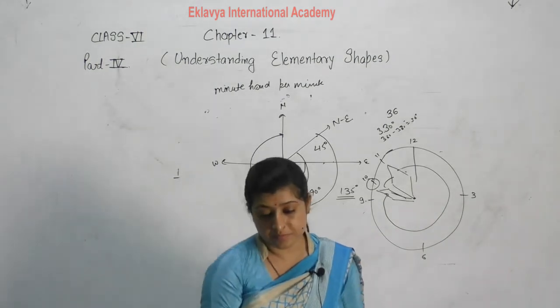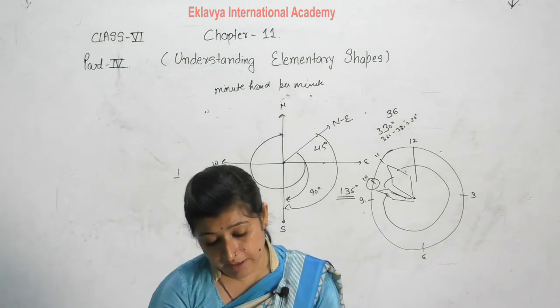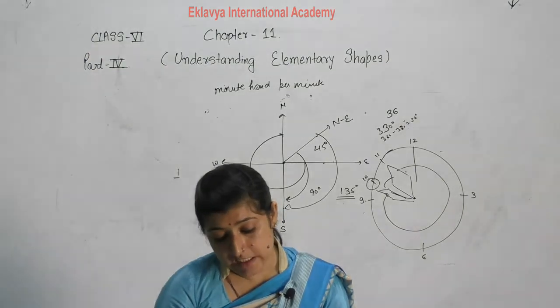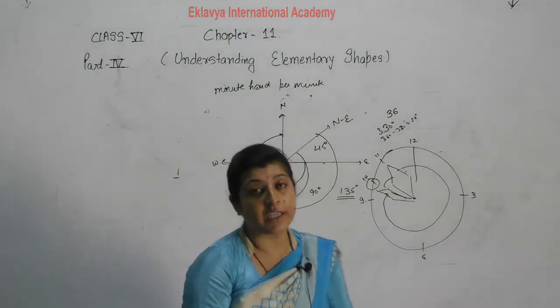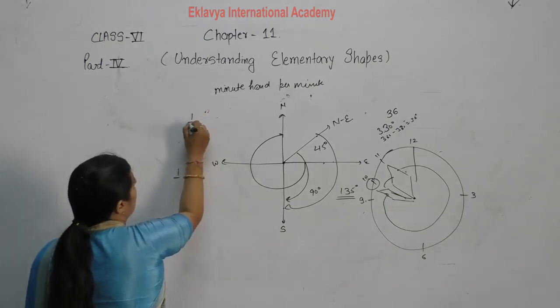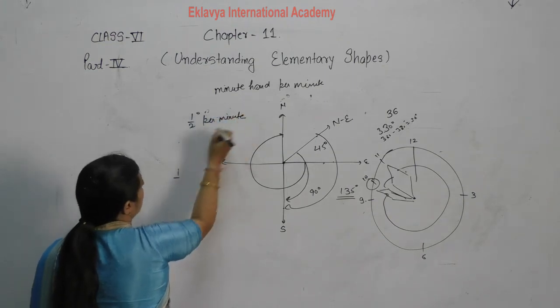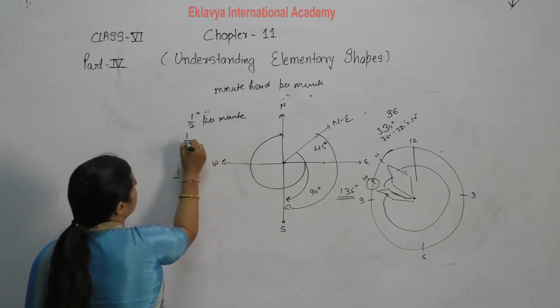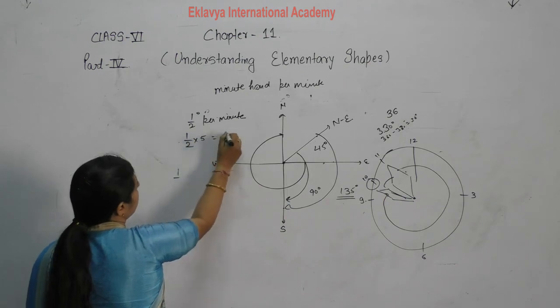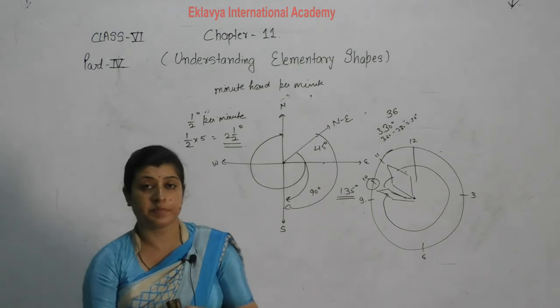Through how many degrees does the hour hand of a clock turn in 5 minutes? How many degrees does the hour hand of a clock turn in 5 minutes? We know that hour hand makes half degree per minute. So, in 5 minutes it will make half into 5, that is equal to 2.5 degree.